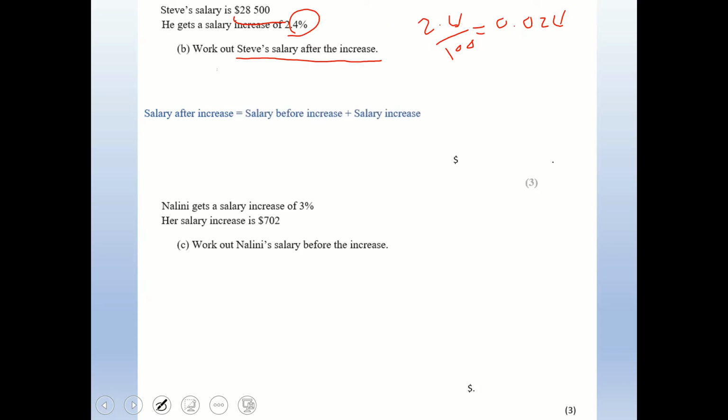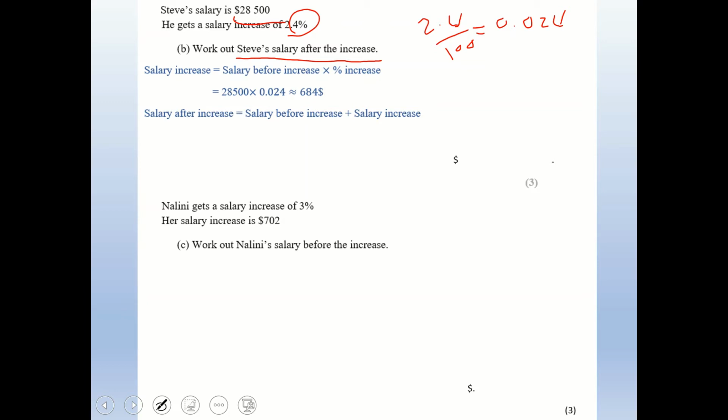Then write down the equation connecting the before and after increase. Here, salary after increase equals the salary before increase plus the amount of increase, not a percentage, the amount of increase. Here we need to write down another equation to find the salary increase. So the salary increase equals salary before increase multiplied by the decimal amount of the percentage. Then substitute numbers to solve the equation. It will be the salary before increase, 28,500, multiplied by 0.024, which will be $684.